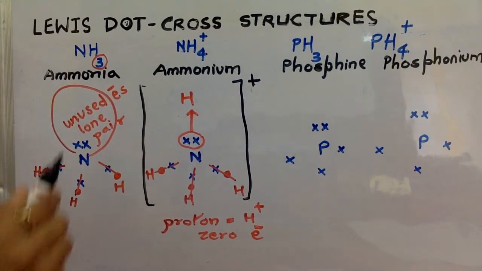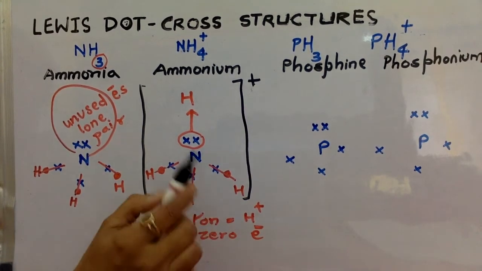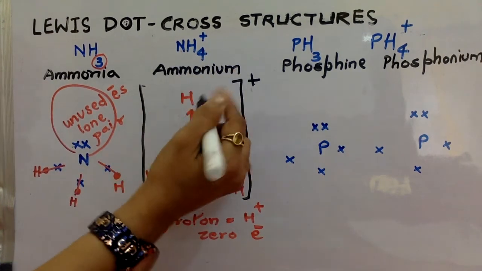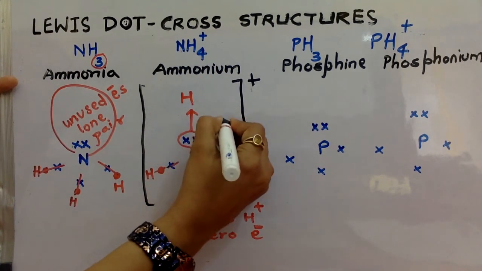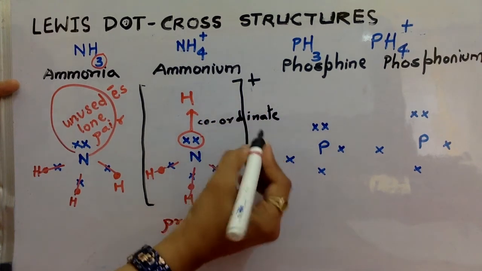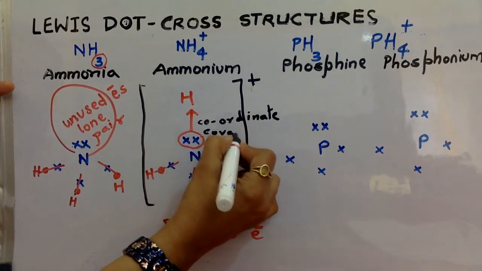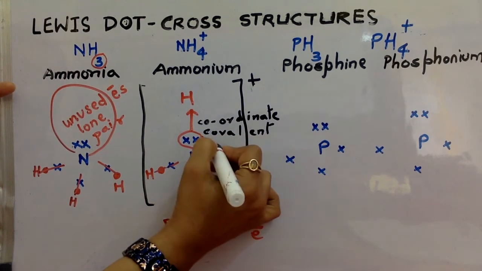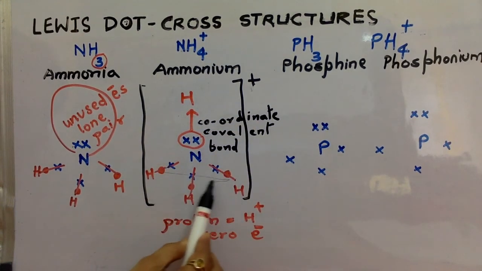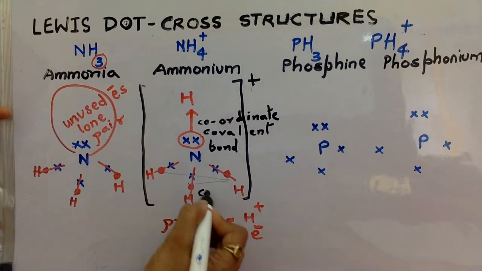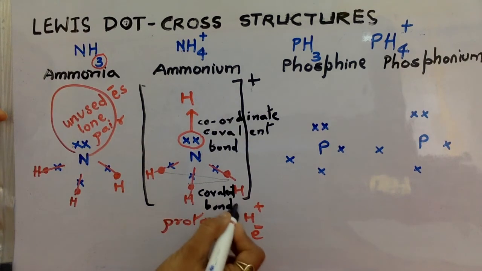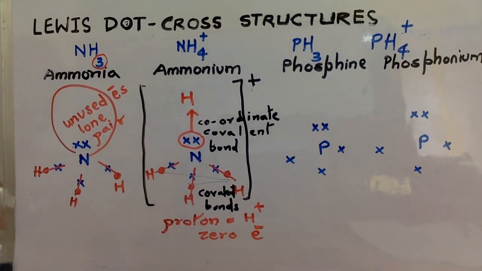Now the difference between this and this is a lone pair. This is a lone pair, but this is unused, and here it is used to make the, do you remember the name? To make the coordinate covalent bond. I hope you remember. Whereas these three are the covalent bonds, whereas that is the coordinate covalent bond.